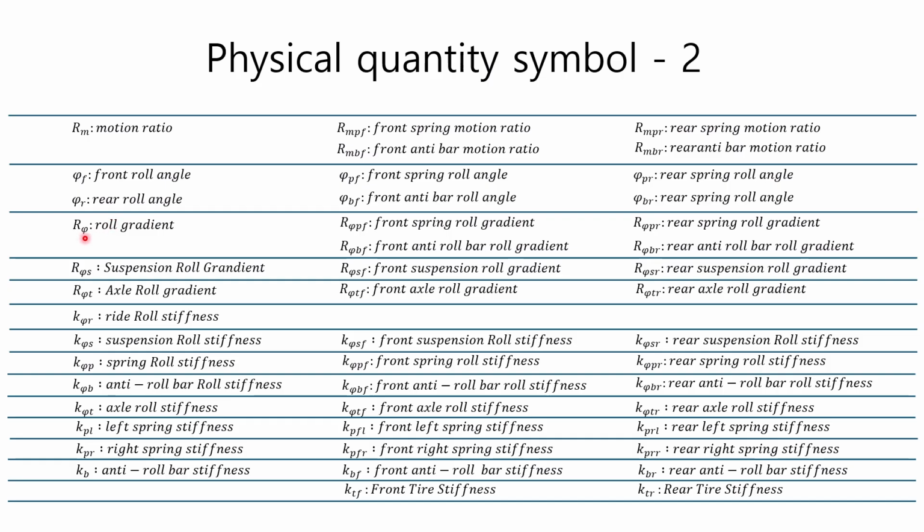R phi represents the roll gradient. For example, R phi PF represents the roll gradient for the front axle spring. The subscript P represents the spring. For example, K phi PF represents the roll stiffness for the front axle spring. B represents the anti-roll bar. For example, K phi BF represents the roll stiffness for the front axle anti-roll bar. And T represents the tire or axle. For example, K phi T is the axle roll stiffness, and K phi TF is the front axle roll stiffness.